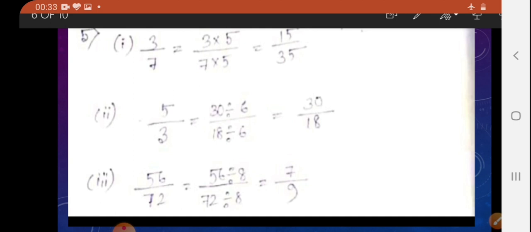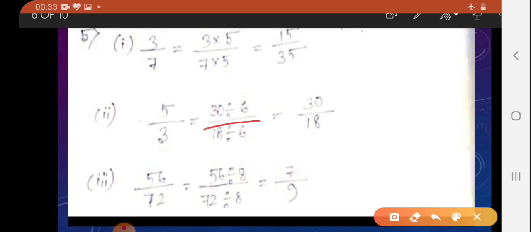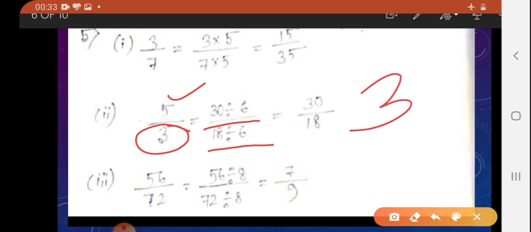There also, or by division also you can see, when you divide 30 by 6, the answer will be 5. Here also, 18 when it is divided by 6, the answer will be 3. So the answer will be 3 here. Here also divide by the rule of division. Whatever number you divide in the denominator, the same number will be divided in the numerator, and the answer will be 7 upon 9.